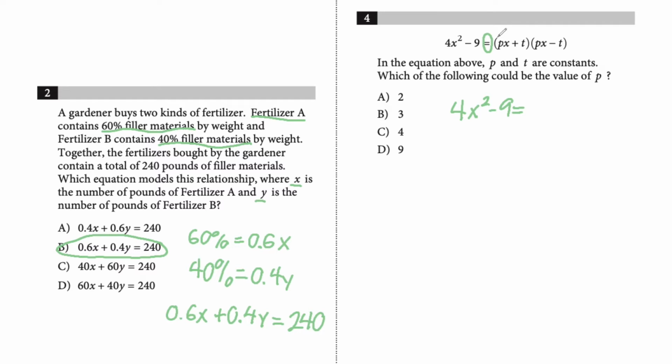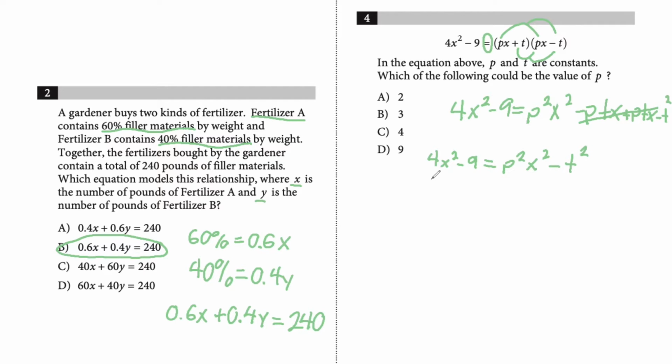And then on the right, when we FOIL, this is going to be p squared x squared, and then minus ptx. Then we're going to do t times px, which is going to be plus ptx. And then minus t squared. We're going to simplify it. 4x squared minus 9 equals, these middle two terms cancel out, negative ptx plus ptx. They cancel each other out. And we're going to get equals p squared x squared minus t squared.